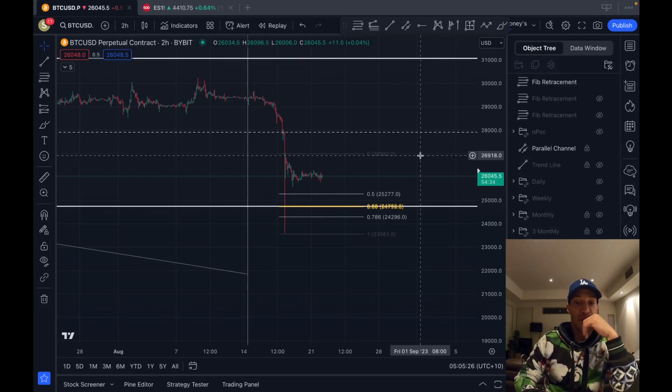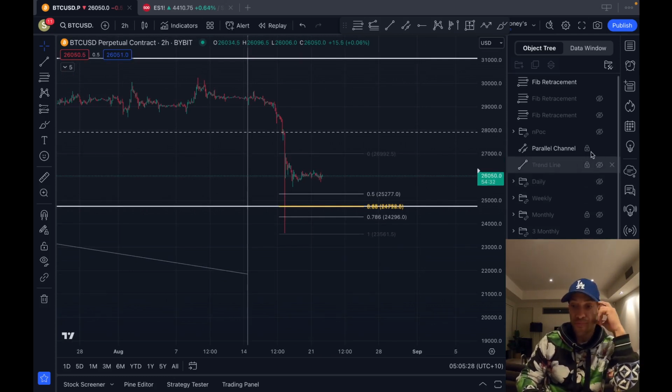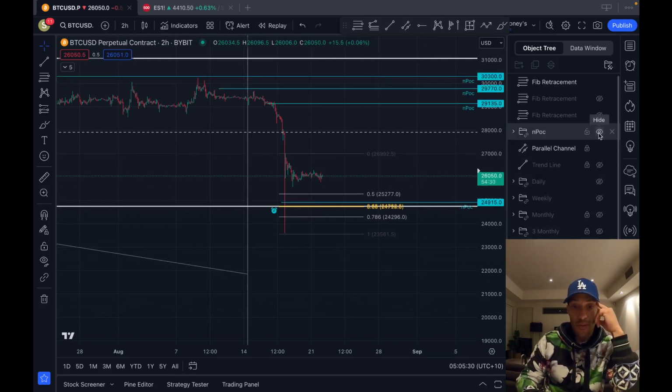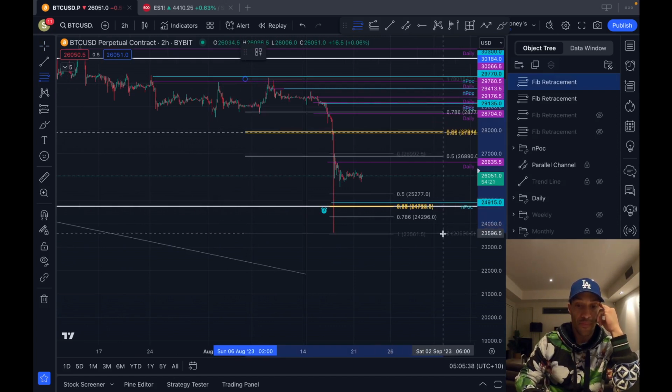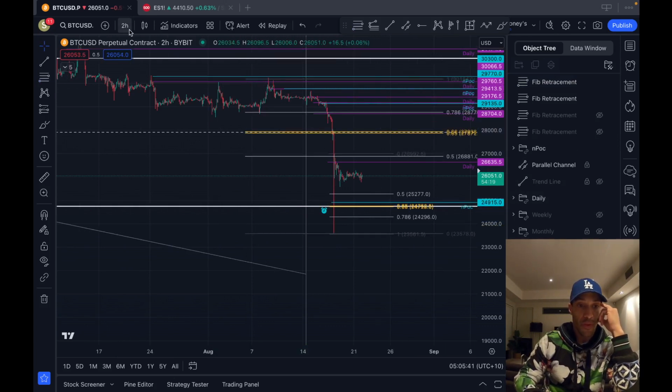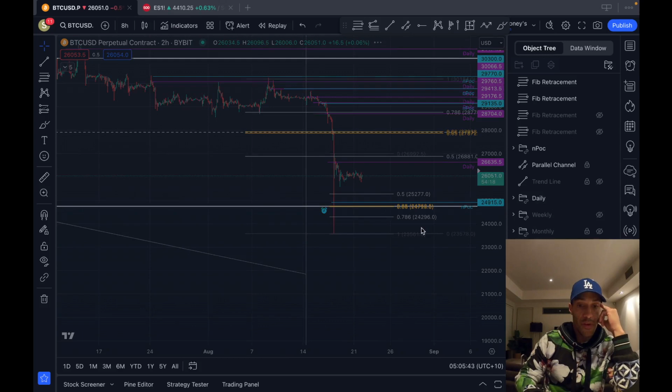Also, if we were looking for shorts, for example, let's just have a look if we can find a bit of confluence for shorts. Let's have a look at the fixed range.